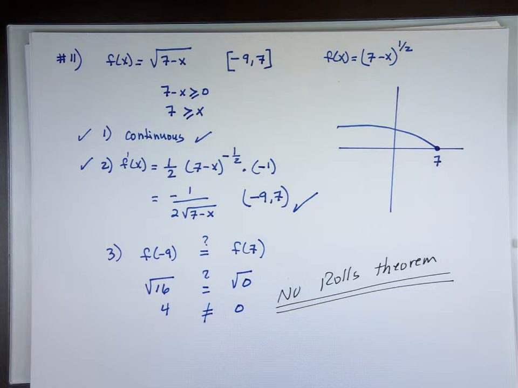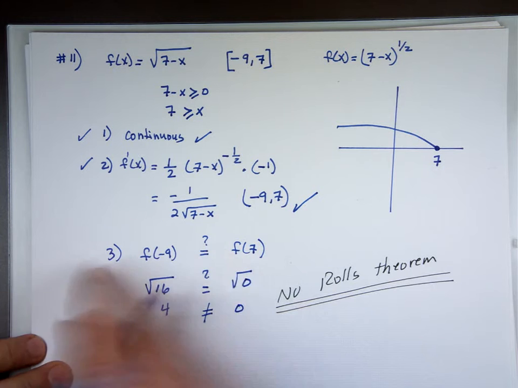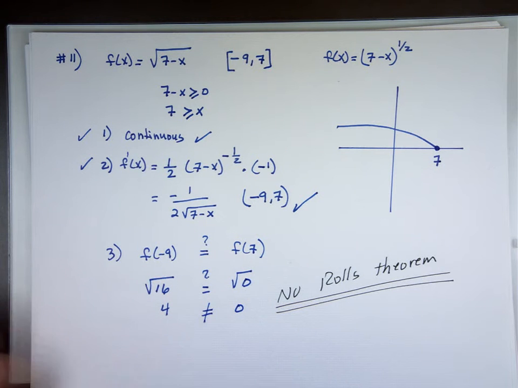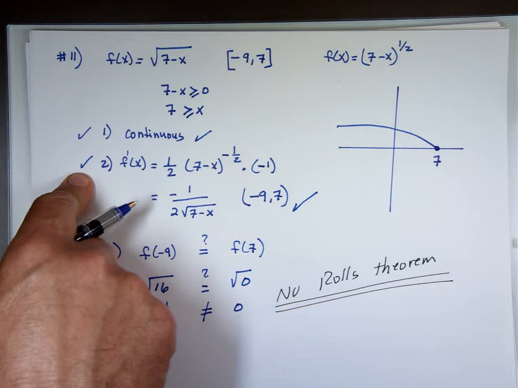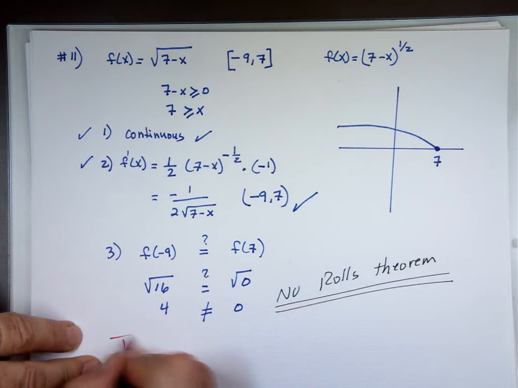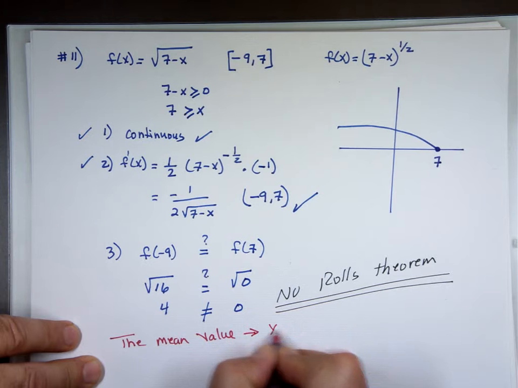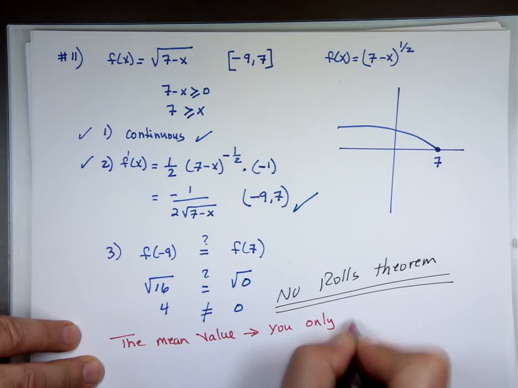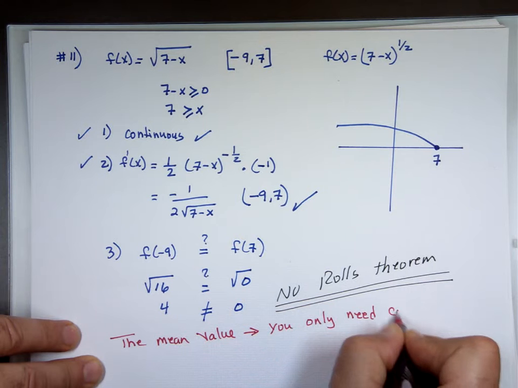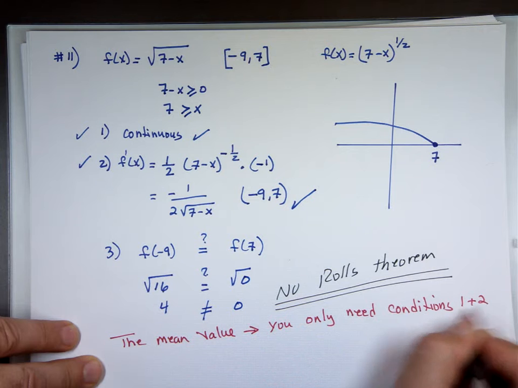The mean value, this does not have to be true. If it is, fine. It doesn't have to be. For the mean value, there's only 2 conditions, these 2. So for the mean value, yes, it is. You only have to satisfy 1 and 2. You only need conditions 1 and 2. And in this case, yes.